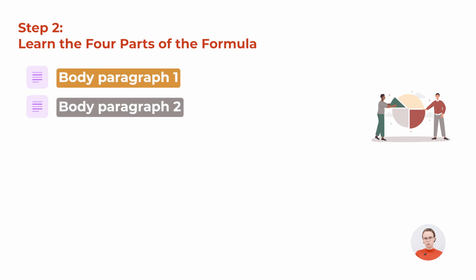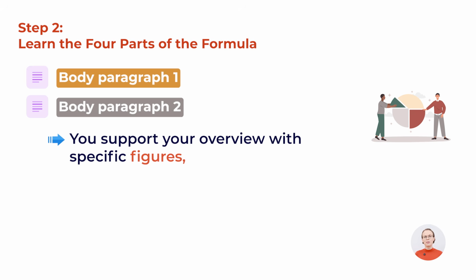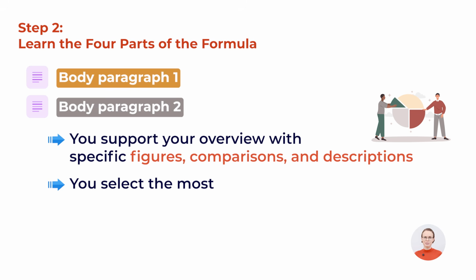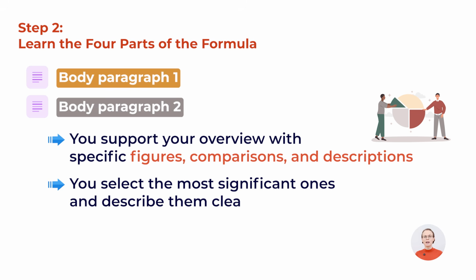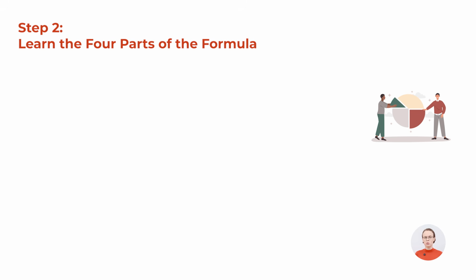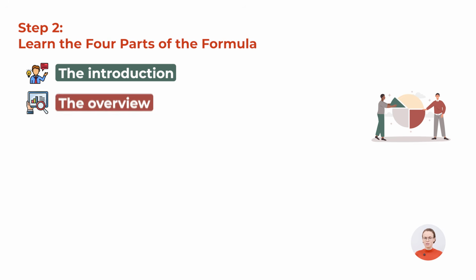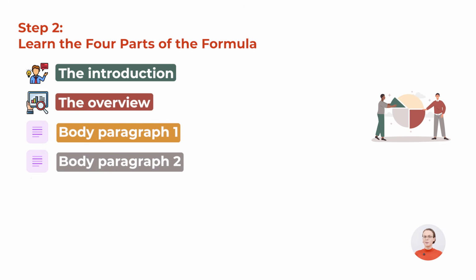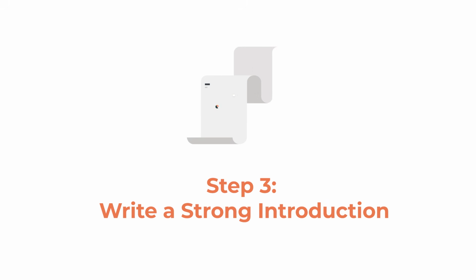Body paragraphs 1 and 2 are where you go into the details. This is where you support your overview with specific figures, comparisons, and descriptions. You do not need to describe every single data point. Instead, you select the most significant ones and describe them clearly. That is the core formula. Introduction, overview, body 1 and body 2. It gives you a consistent approach regardless of the chart type. Let's move on to step 3.